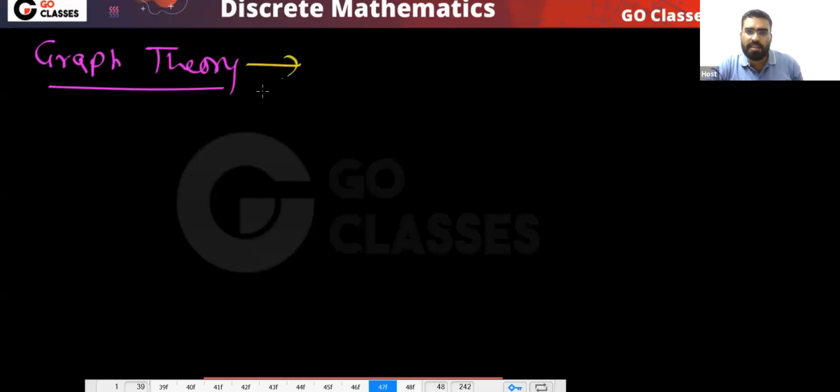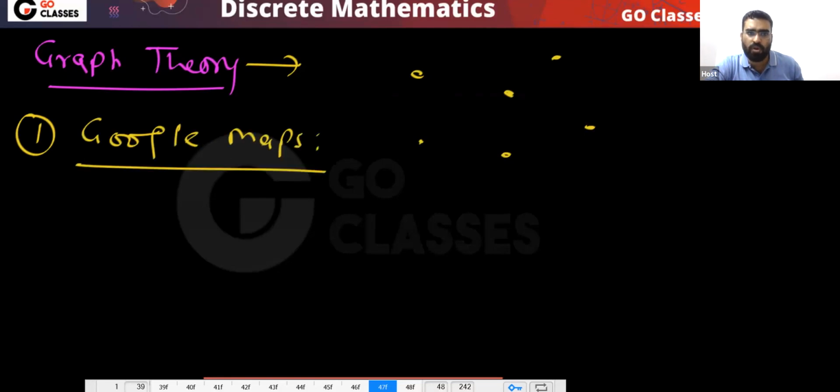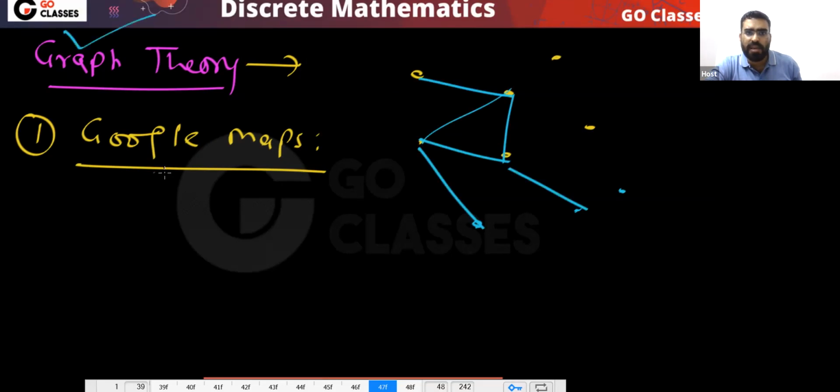And you can notice another application of graph theory. Can anyone tell me, in which application are you using graph theory every day? What is the most obvious application for graph theory? Dots and lines. In which application are you using dots and lines? Google Maps. Yes or no? This is the simplest application where you can notice dots and lines. Your cities are the dots, and these are the lines, the roads. So you are using this graph in Google Maps every day.